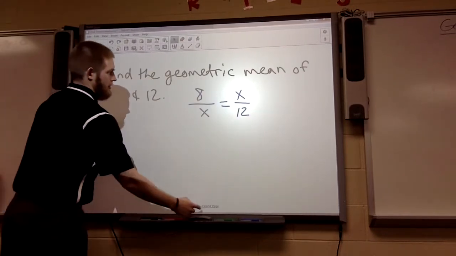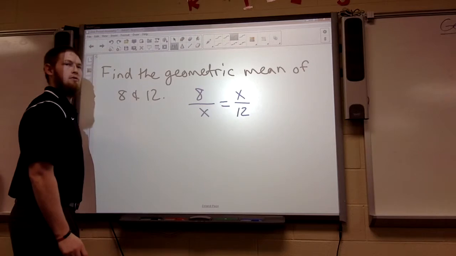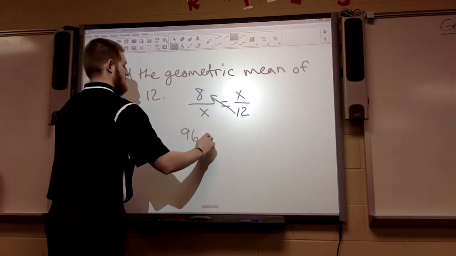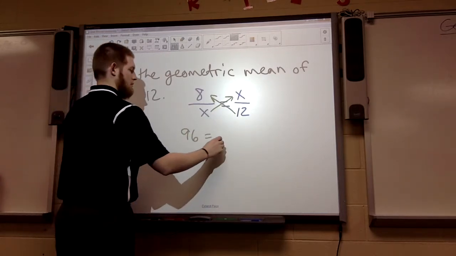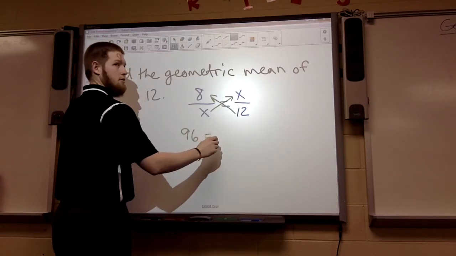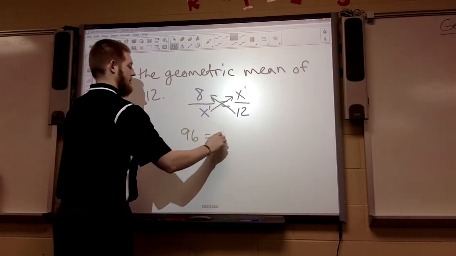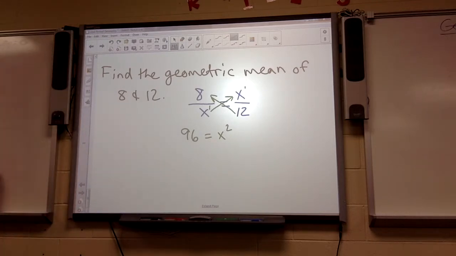Right? So I cross multiply here. What is 8 times 12? 96 equals 2x? Why not 2x? Because you add your exponents, right? So I get x squared. When you multiply your variables, you add your exponents.